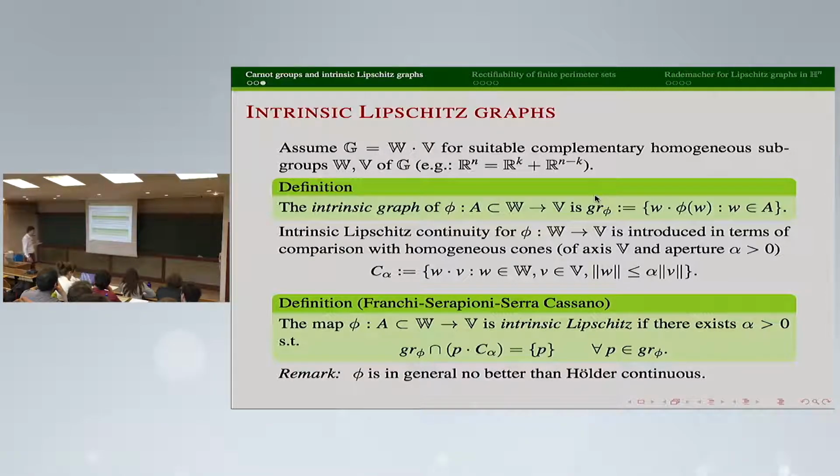Let me also say that in general phi is no better than Hölder continuous. So when you identify W with some R^k, phi in general is no better than Hölder continuous, and the Hölder exponent is 1 over the step of the group. So in general we have no good, no immediate regularity property for such graphs.